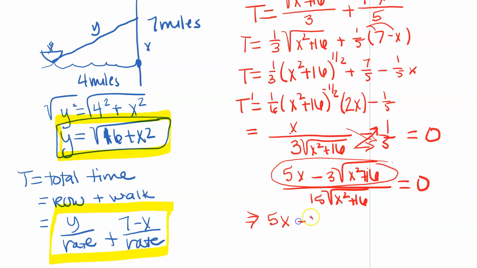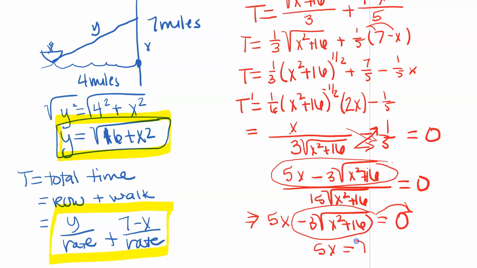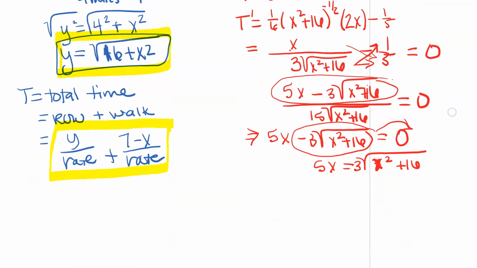So now I'm going to work with that. This would be 5x minus 3 square root of x squared plus 16 equal to 0. I'm going to move this piece over here in order to make it positive. So I get 5x equal to 3 times the square root of x squared plus 16. And then I'm solving from here. So I am going to square both sides to eliminate that square root. That gives me 25x squared, make sure you're squaring that 5, equal to 9 times x squared plus 16. And then work from there.